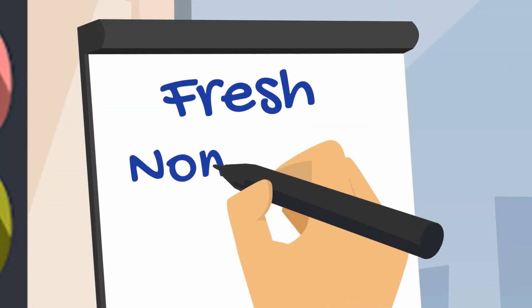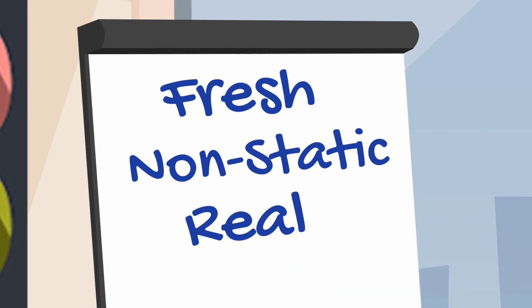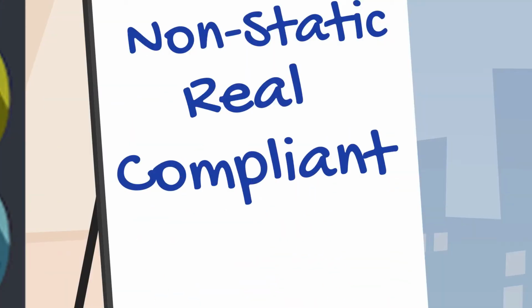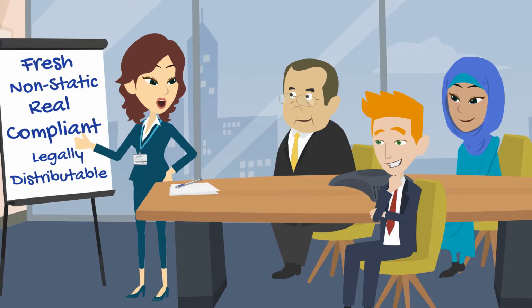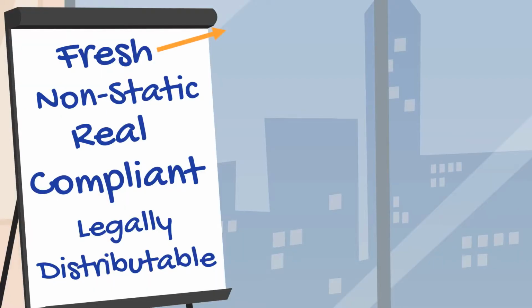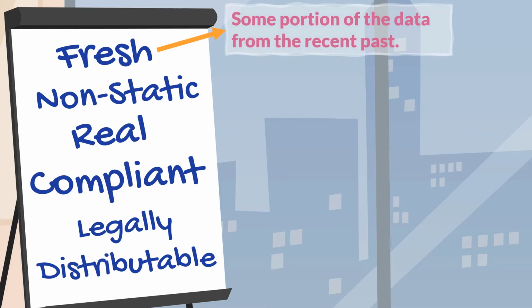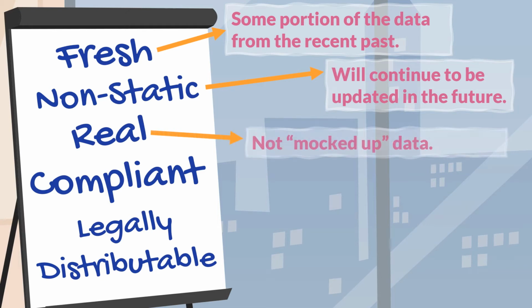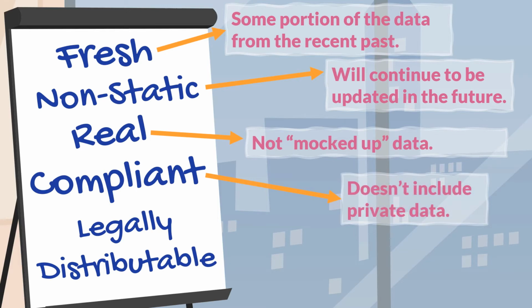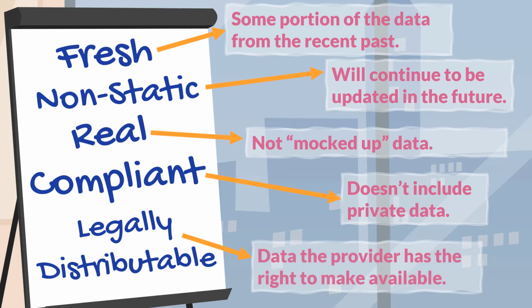At the meeting, the Snowflake rep lays out the essential qualities a data set needs to have in order to qualify for inclusion. To be listed in the marketplace, a data set has to be fresh, meaning some portion of the data is from the recent past. Non-static, meaning it will continue to be updated in the future. Real, so it can't be mocked up data. Compliant, so no data that's protected by privacy or other laws. And legally distributable. In other words, it has to be data the provider is allowed by law to make available to others.